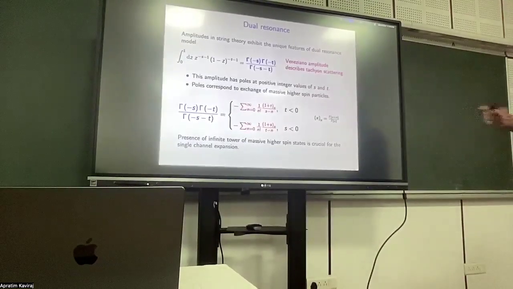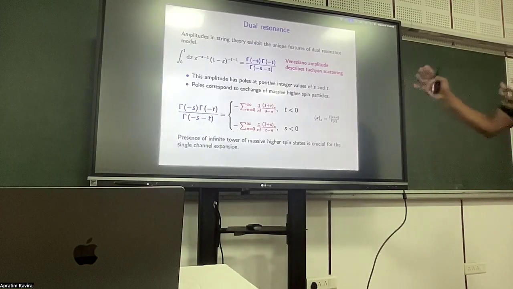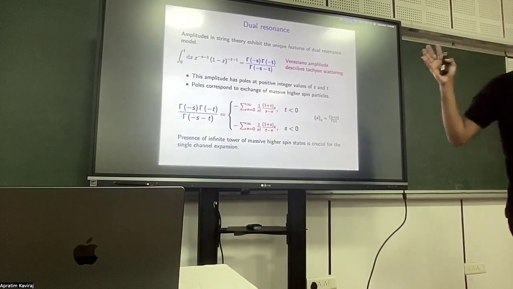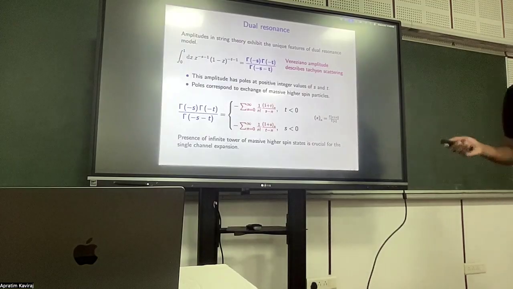And because of this property that it is expressible as a sum over poles in one particular channel, these amplitudes are also called dual resonance models. And we'll talk about these in more detail later.